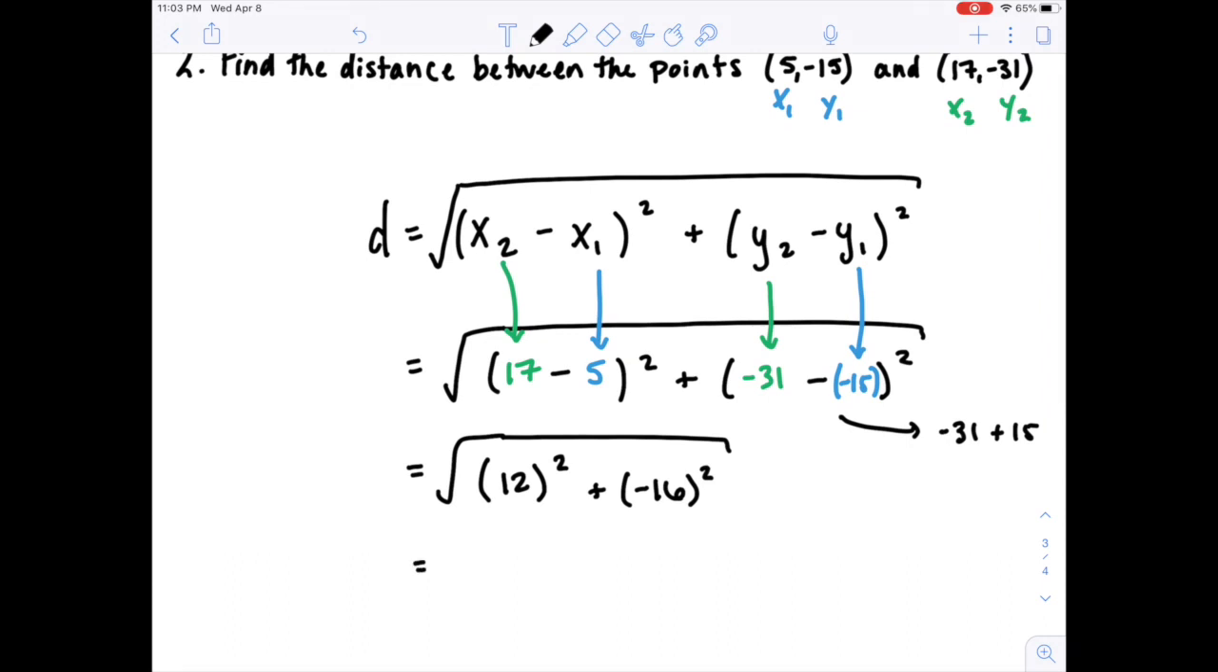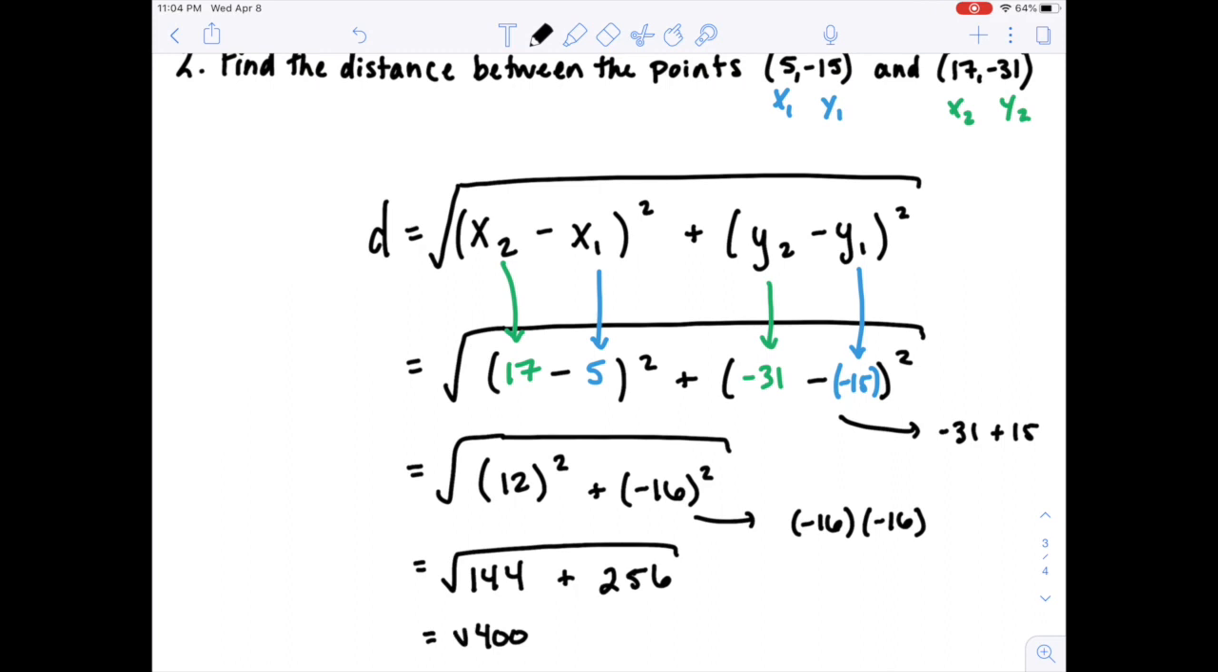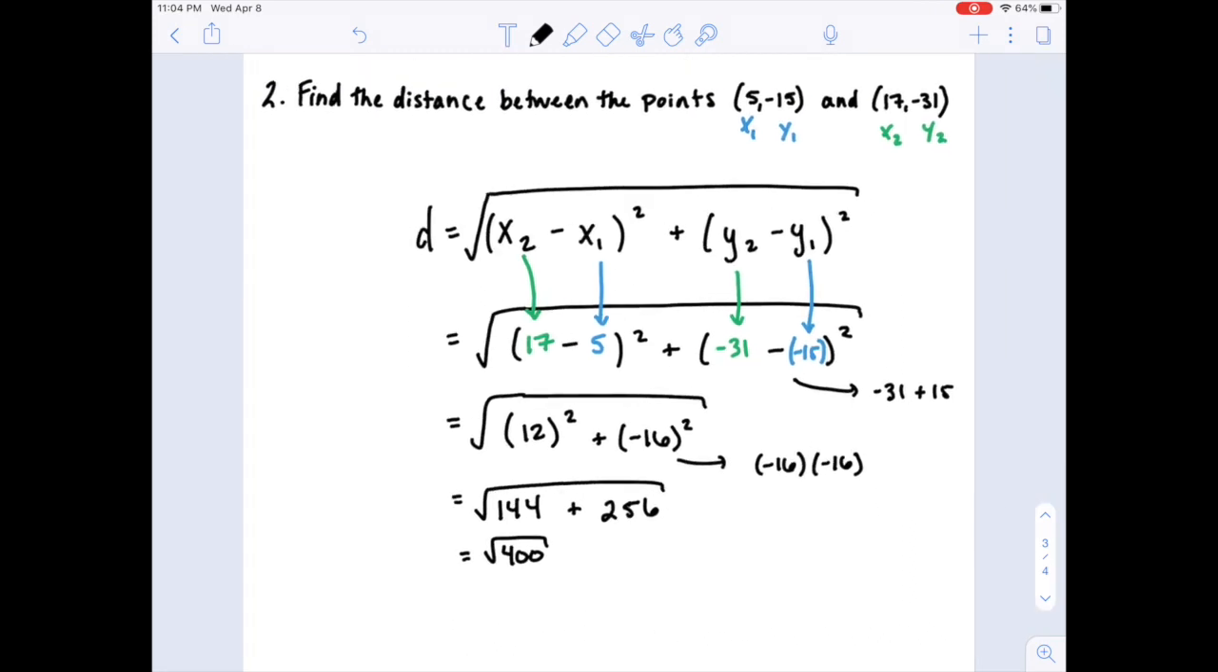So 12 squared is 144. Negative 16 squared is positive 256. Again, this is negative 16 times negative 16, and a negative times a negative is always a positive. 144 plus 256, that is 400, so we have square root of 400. And square root of 400 is 20.